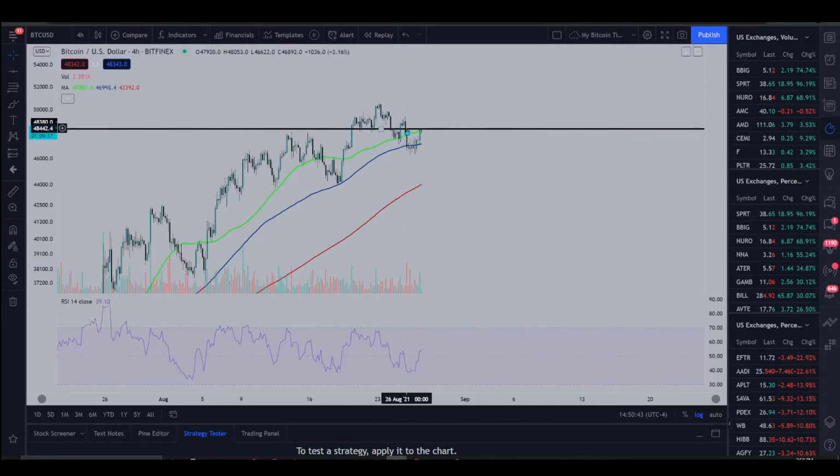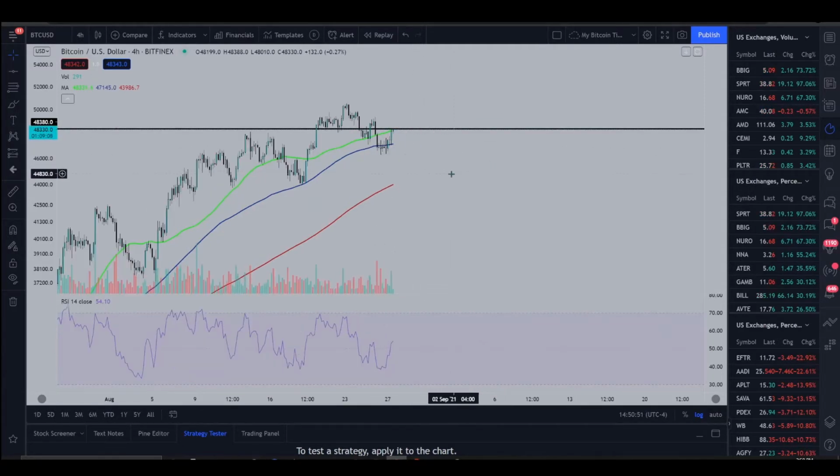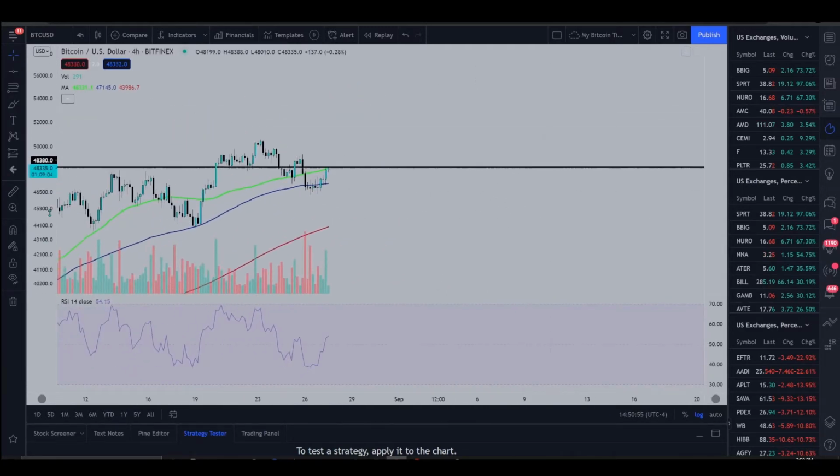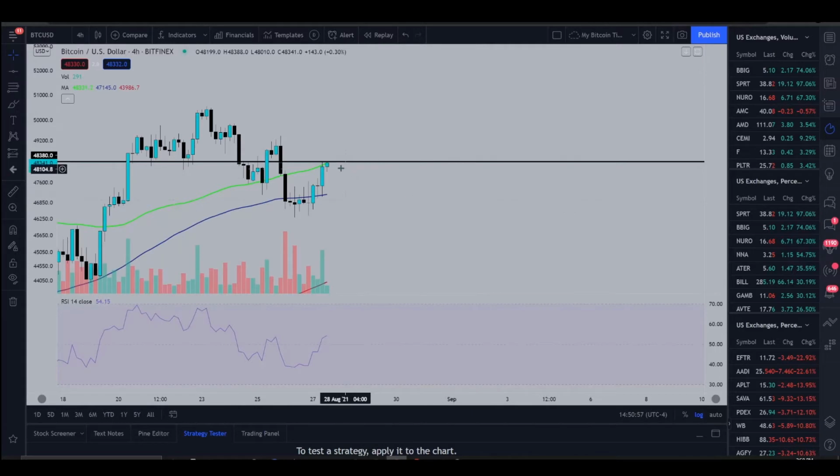I was saying the other day, if we lost the 50, we're going to dump down, test the 100, which we did, and bounced off of that. Now we're going back for the 50 to see if we can break back above. Personally, I think that we might not. Zooming in, you can see it was almost like a little hanging man forming here on the 4 hour as well.